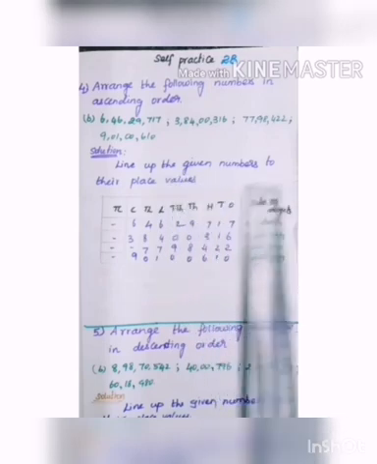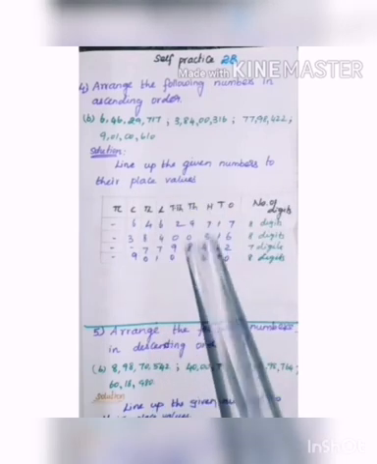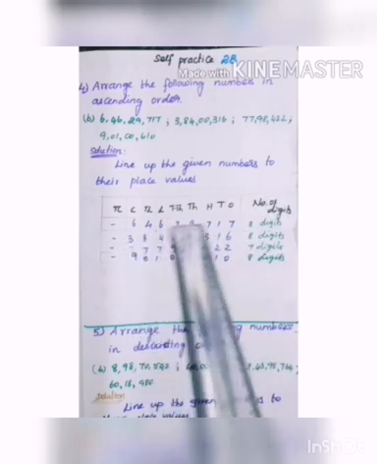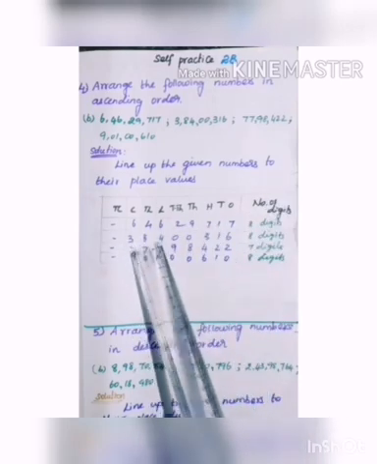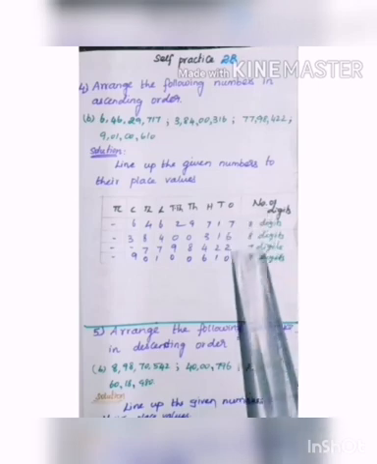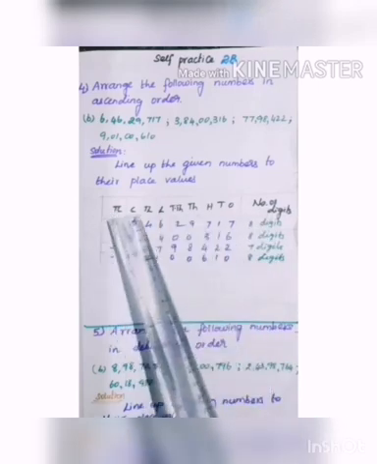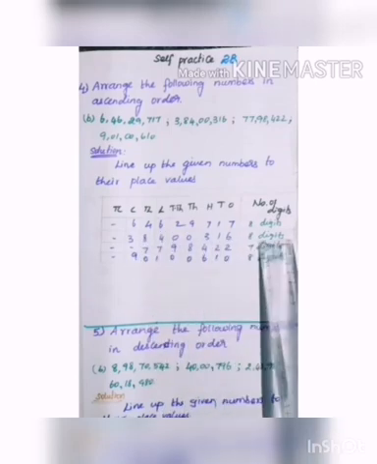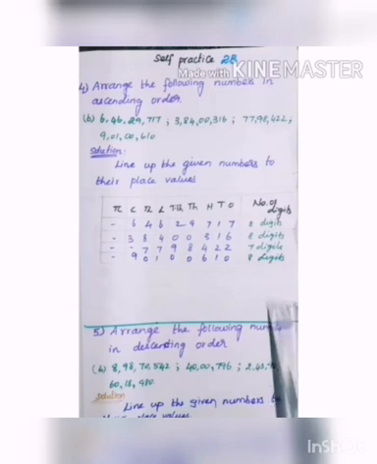Line up the given numbers to their place values. Like this, you have to arrange the place values and fill the numbers. Line up the numbers according to their place values, and count and put the digits. How many digits do you have? The crore means you put 8 digits. Here also crore places, so 8 digits. Here 10 lakhs, so 7 digits. Here crore, 8 digits.